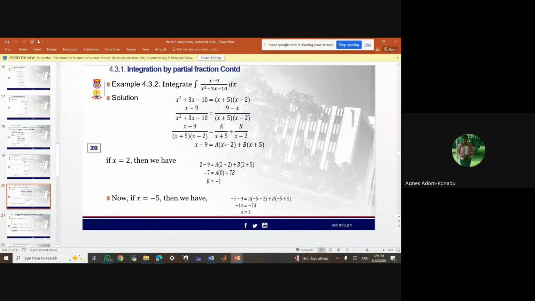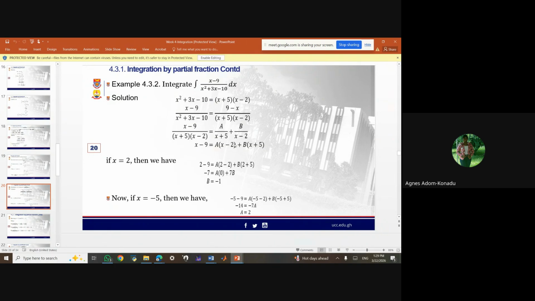So you can choose s equal to 2. When s equal to 2, my a will go, so that I'll have 2 minus 9, which is minus 7, and then 2 plus 5, which is plus 7. So my b will be minus 1. Then when s equal to minus 5, the b will go away.